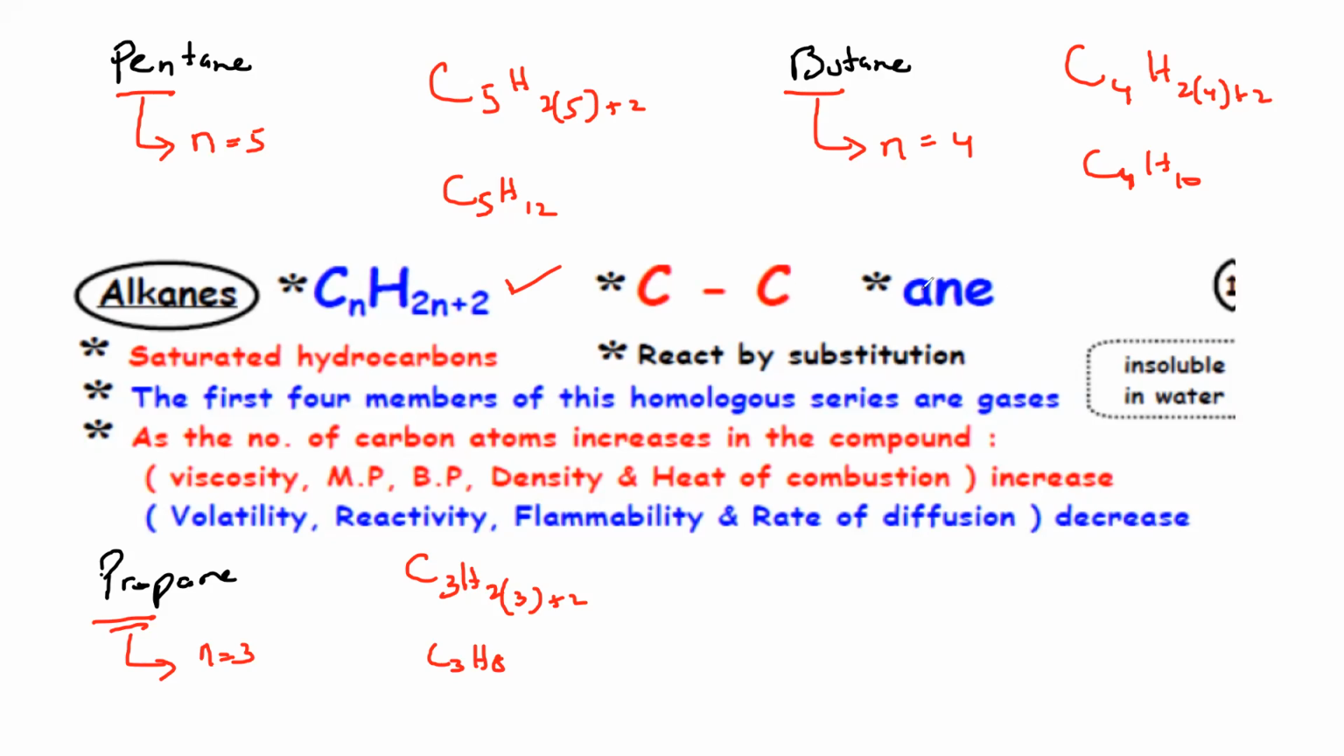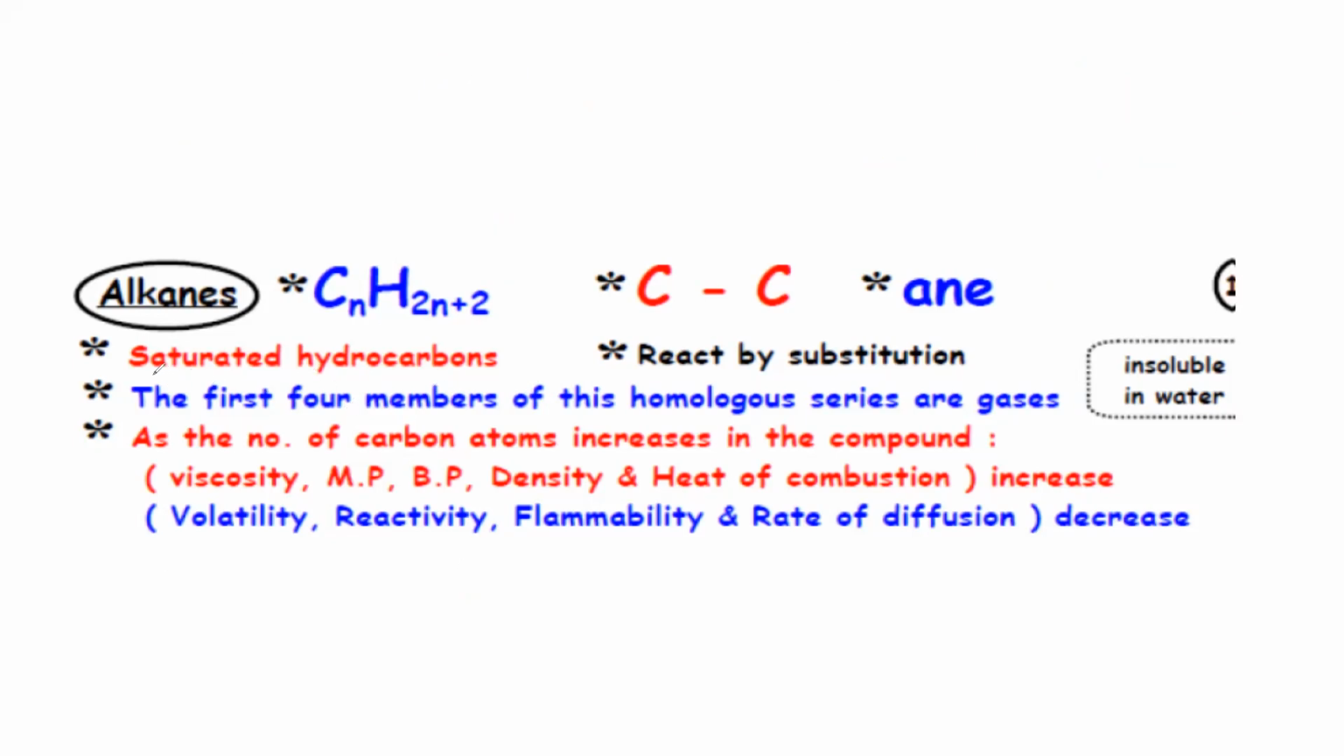Because of the carbon-carbon single bond, we call them -ane. The name should end at -ane. And they are called saturated hydrocarbons. So what is another name for alkane? Alkanes are also known as saturated hydrocarbons. Saturated hydrocarbon means between the carbon atoms there is a single bond. And they react by substitution.